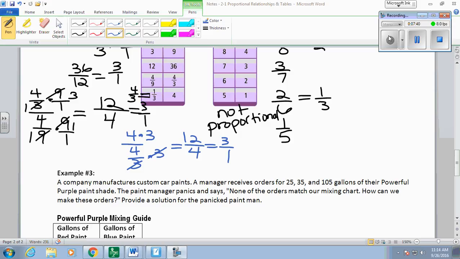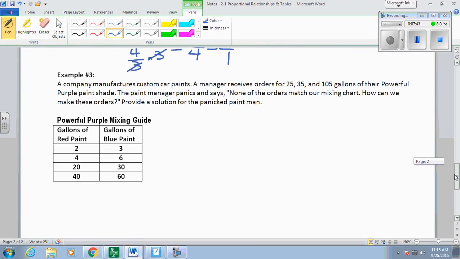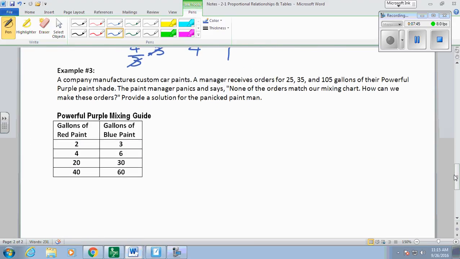Number 3. The way that I am going to show you is not the one and only way to solve this problem, but I just find overall this is the easiest way to present it to you. It says, a company manufactures custom car paints. A manager receives orders for 25, 35, and 105 gallons of powerful purple paint shade. The paint manager panics and says, none of the orders match our mixing chart. So how can we make these orders? Provide a solution for the panicked paint man.